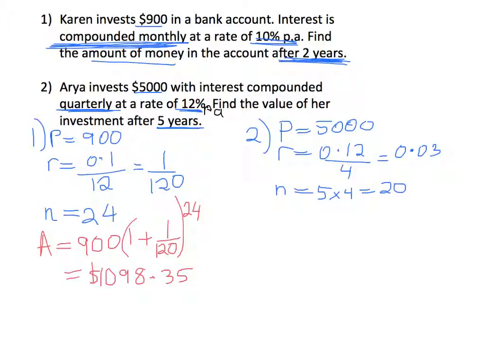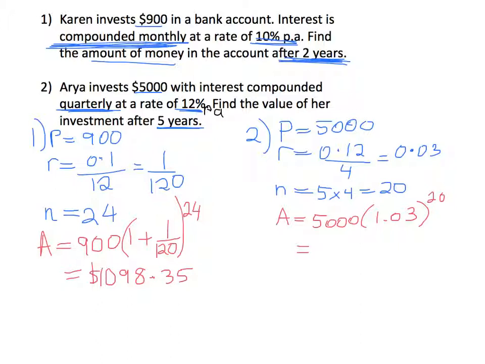This question is asking us to find the value of the investment at the end of the 5 years. That's A, that's what we need to find. And that's equal to P times 1 plus R. This time, instead of writing plus 0.03, I'm just going to combine them together like that. That's what we're going to end up doing in a lot of our series questions. To the power of n.